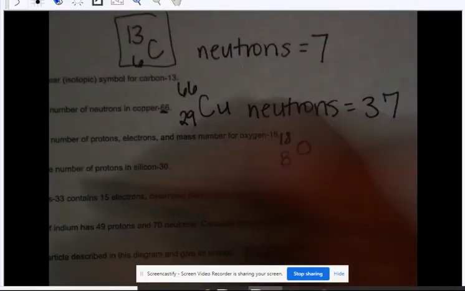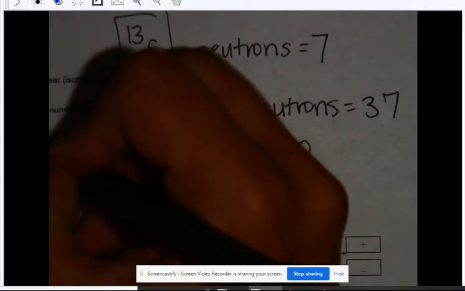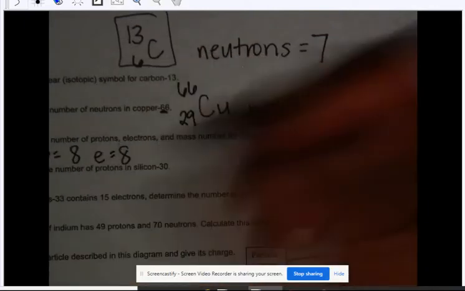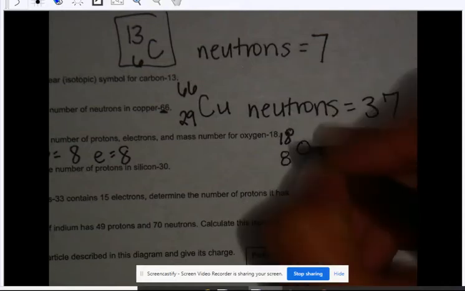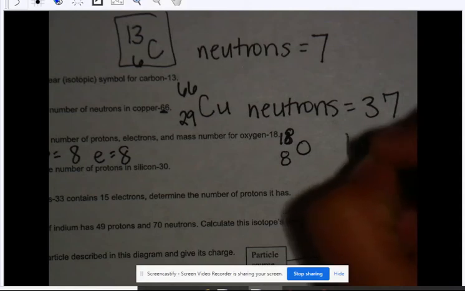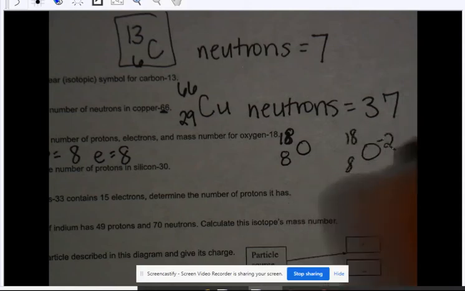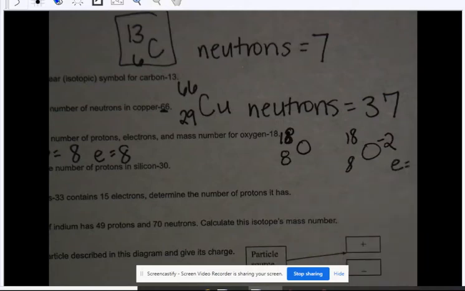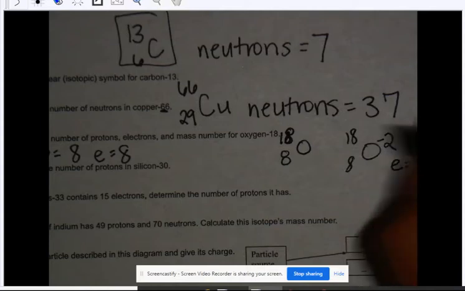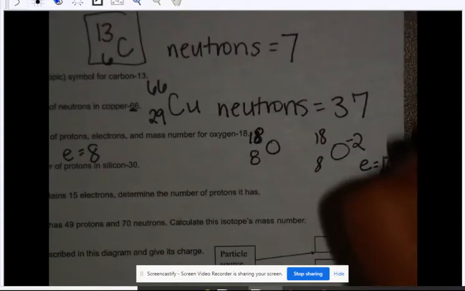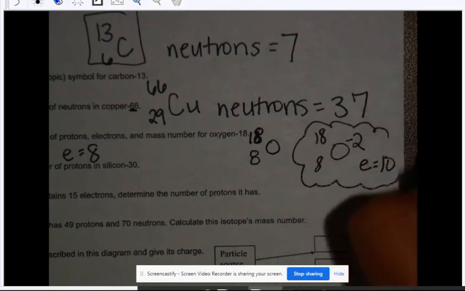So, protons. How many protons does that one have? 8. How many electrons? 8. If this was a -2 charge, so if it was 18, 8, and then we had a -2 right here, what would the electrons now be? 10. We need 2 more negativity. Does that make sense? So it would be 10. Just remember, that's your little ion thing.